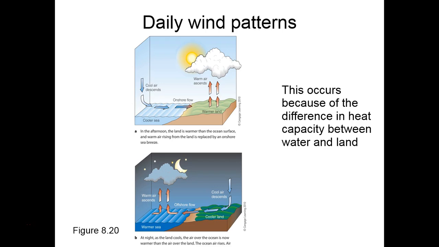Okay, and again, that's due to the difference in the specific heat capacity between water and land, that on a very small scale, we have a daily reversal of pressure zones where it becomes low pressure over land towards the end of the day, and then it becomes high pressure over land towards the end of the night.